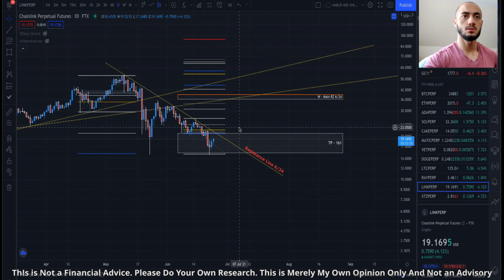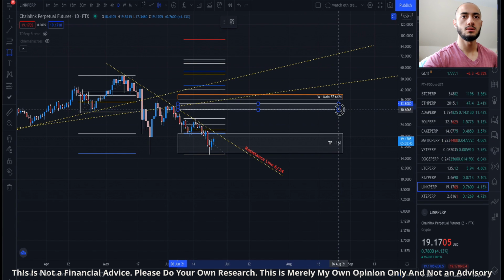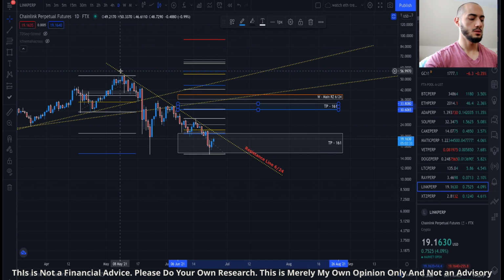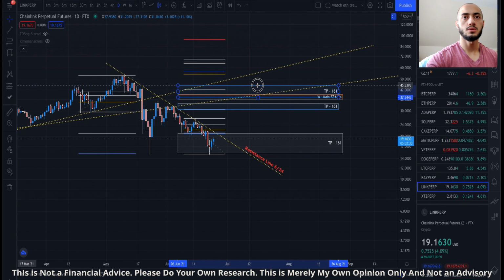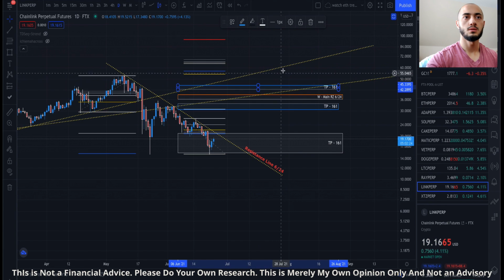So the first resistance zone, or the first target, if we break here, the first target is right here, 161 on the daily. 161 is my 261 target. Okay.